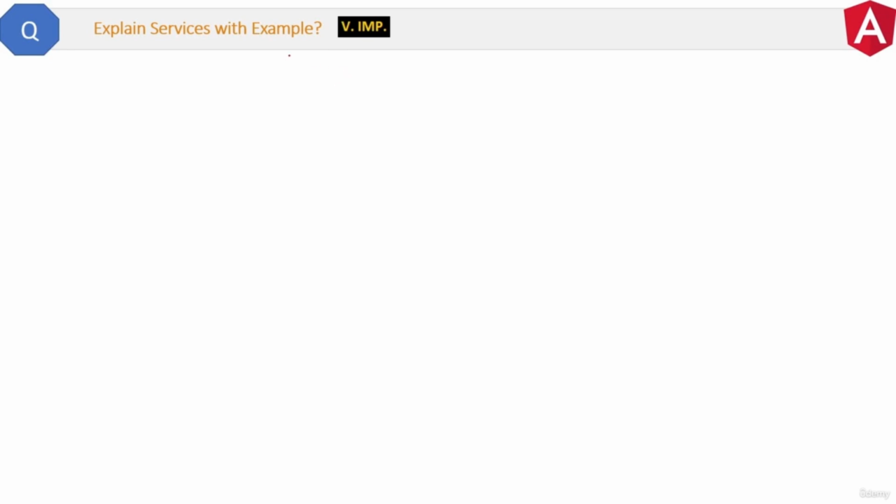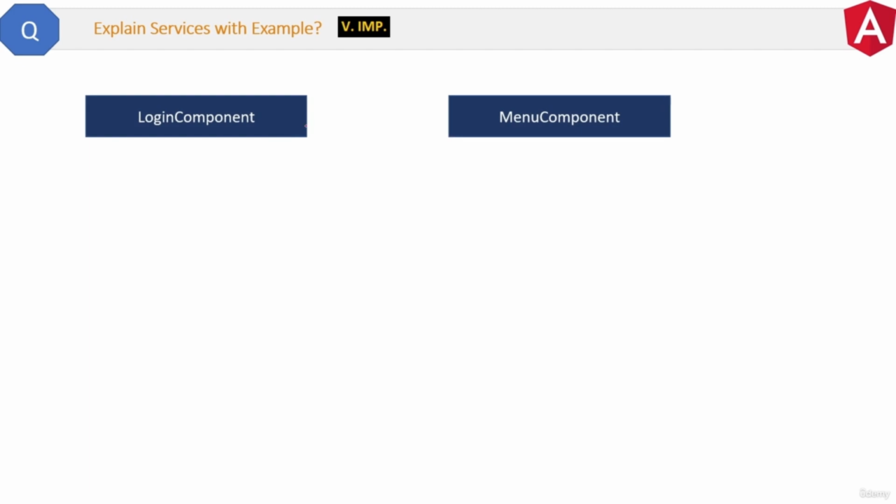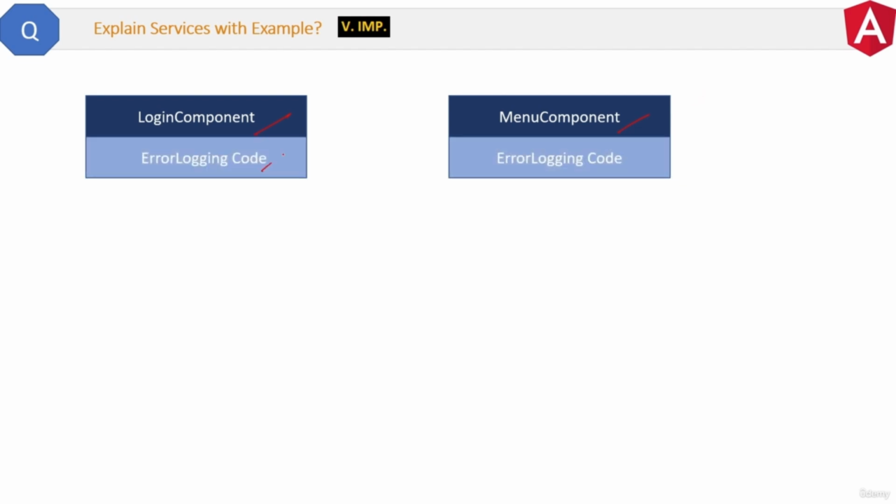Explain services with example. Suppose in our single page application we have two components. One is login component and another one is menu component. Now, if any error occurs in these components, then the developer has to log that error, right? For that, we will have to write some lines of error logging code inside both of these components.